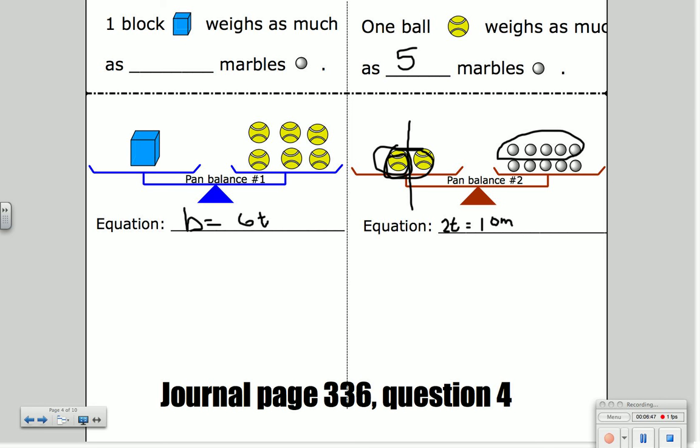So if 1 tennis ball, okay, I was just making sure I had this right. So we've got block on this side, we've got tennis balls over here. Now think about it. If one of these tennis balls equals 5 marbles, that means each one of these tennis balls equals 5 marbles. So if you know your skip counting or your multiplication, you would easily be able to tell that one block weighs as much as 30 marbles.